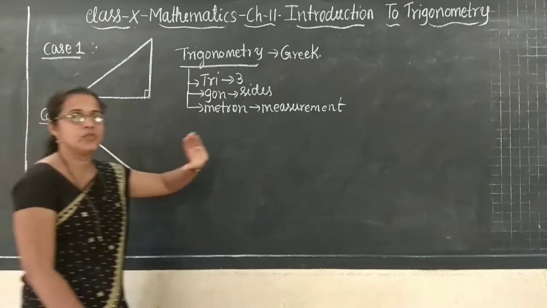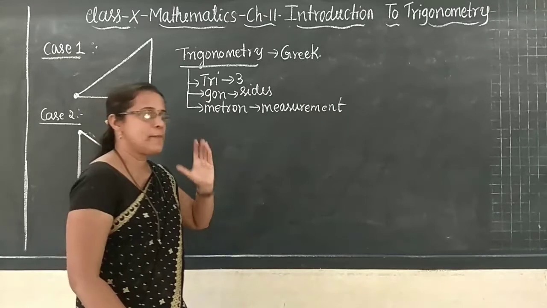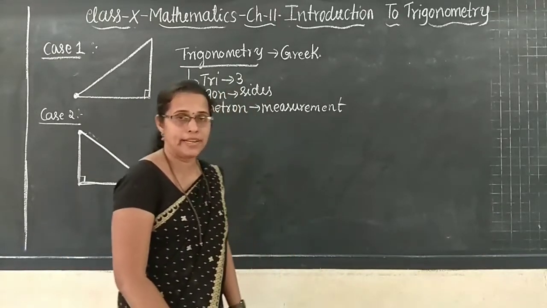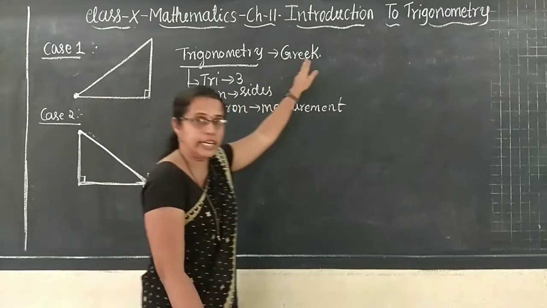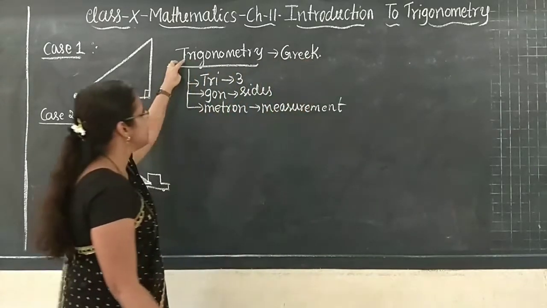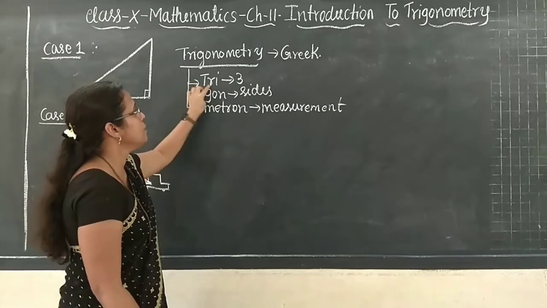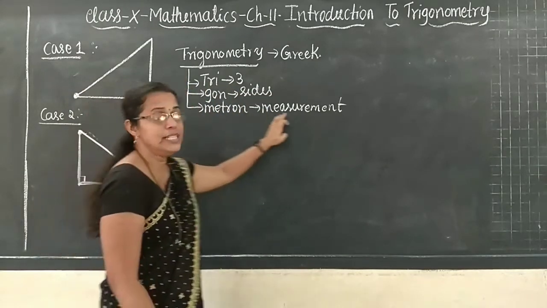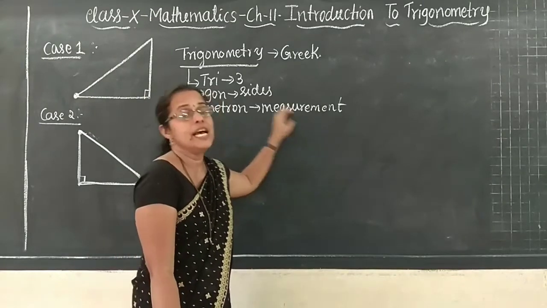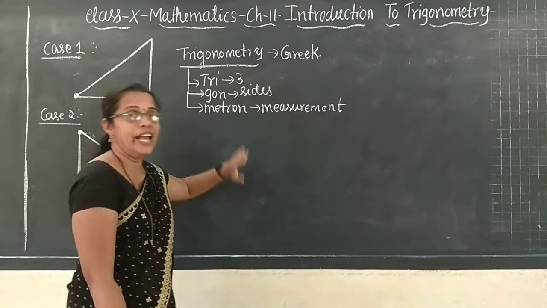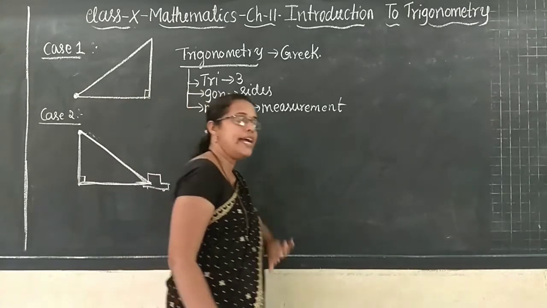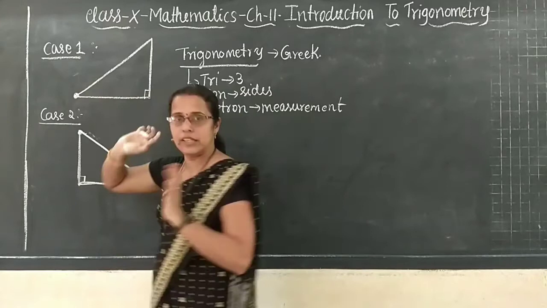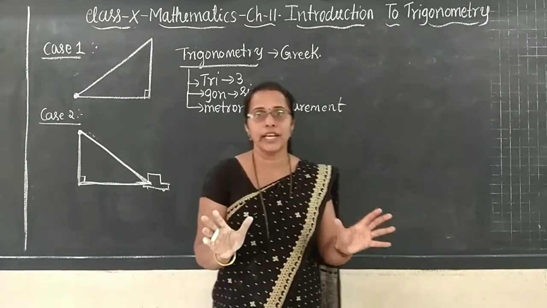Did you understand, children, what I said? Trigonometry is a branch of mathematics. Very, very important branch of mathematics. It is derived from Greek word. So what is the meaning of that? Tri means three, gon means sides, metron means measurement. That means it is the study of relationship between the sides and angles. Okay, that's the study of that.